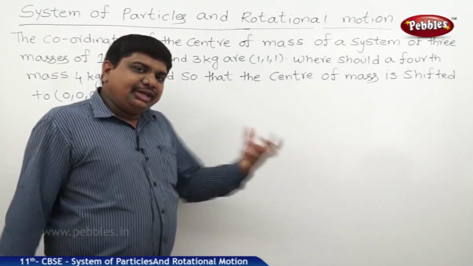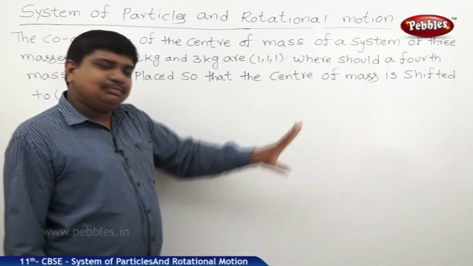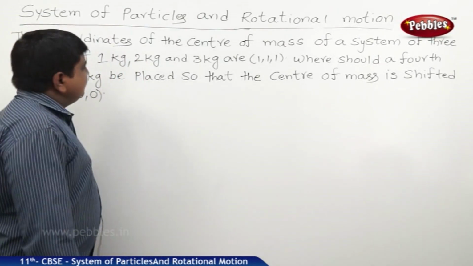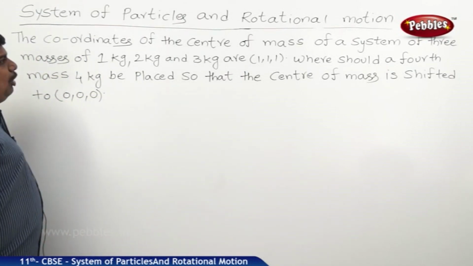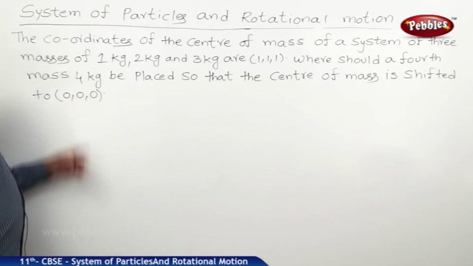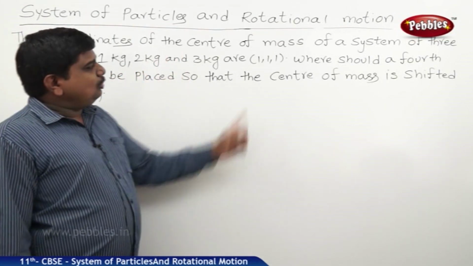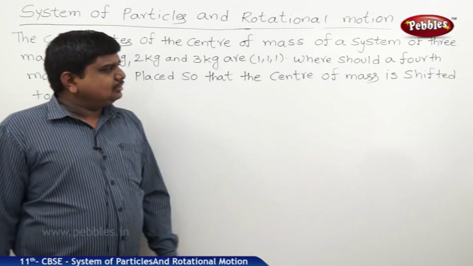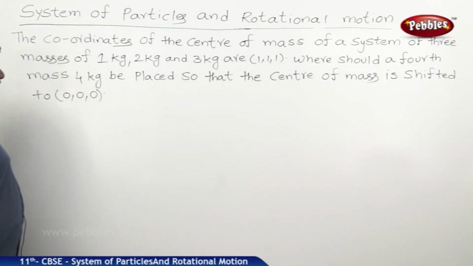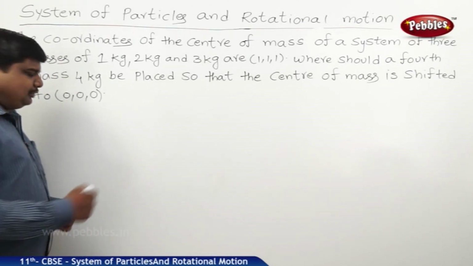Now we are discussing a numerical which is based on the concept of distribution of mass and change in the position of center of mass. The problem is: the coordinates of the center of mass of a system of 3 masses of 1 kg, 2 kg and 3 kg are located at 1, 1, 1. Where should a fourth mass of 4 kg be placed so that the center of mass is shifted to 0, 0, 0?